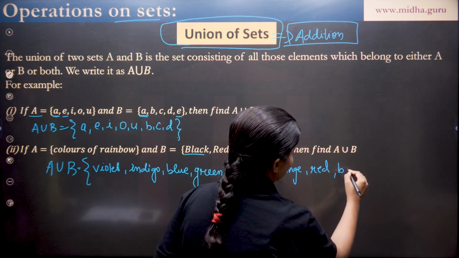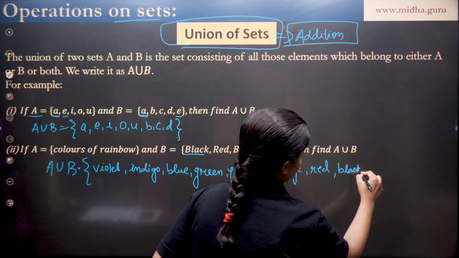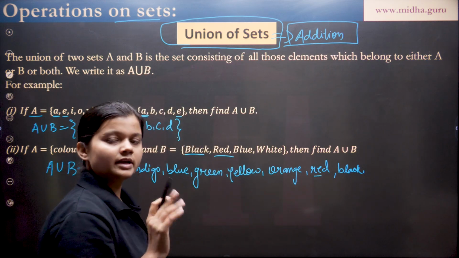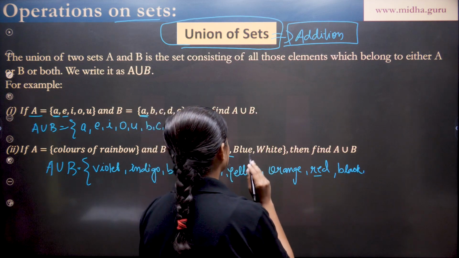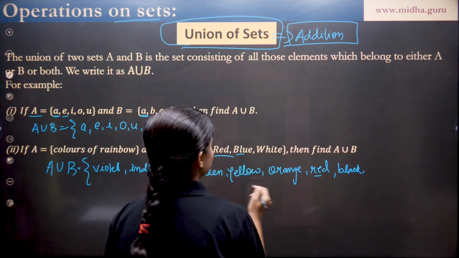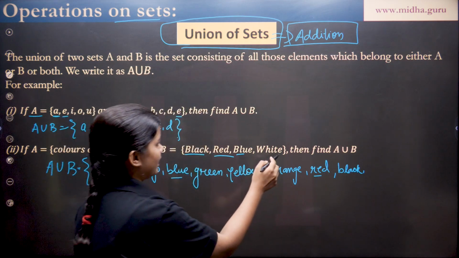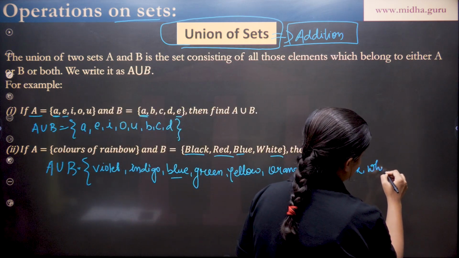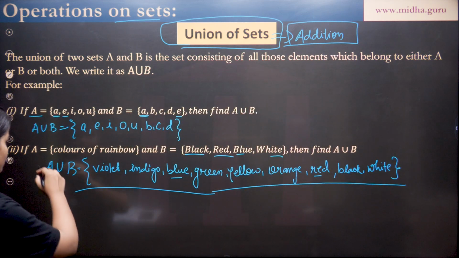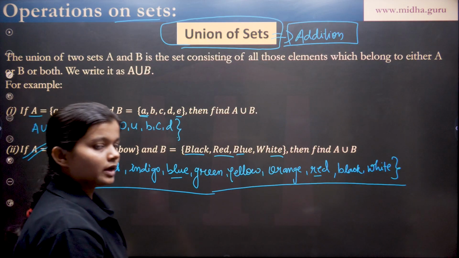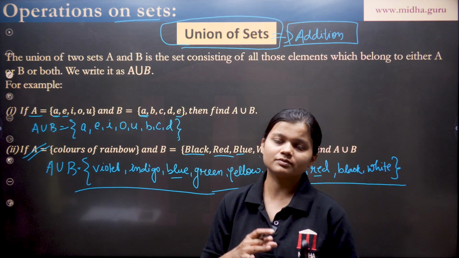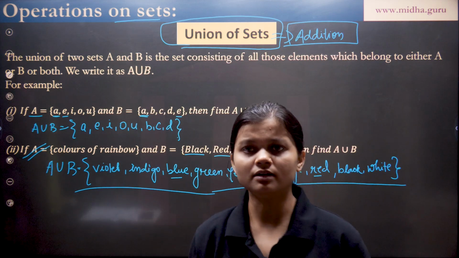So we have to write here black. Then red is already written, so we will not write red two times or three times or more. It means we will not repeat any element. Blue is already written, so we will also not write blue, and white also. Okay, so this is A union B for this question. I hope you understand what is the union of sets. Union of sets is simply adding two sets without repeating any element inside the set.